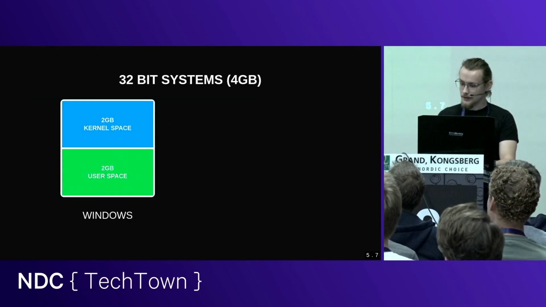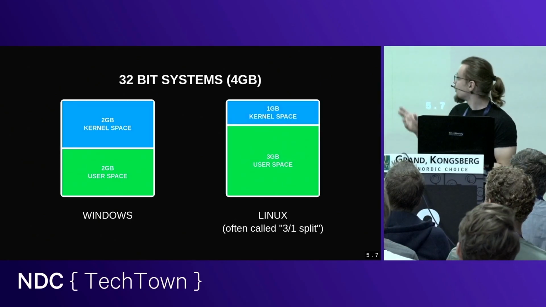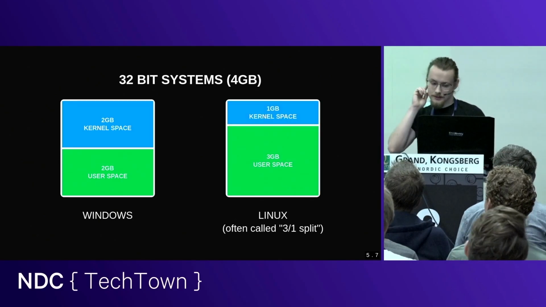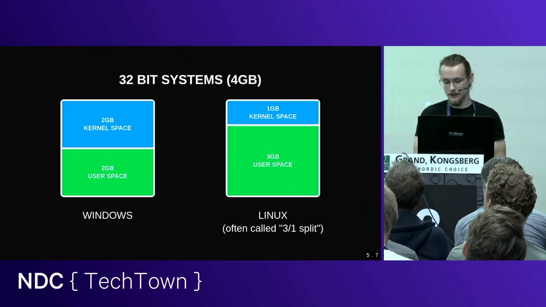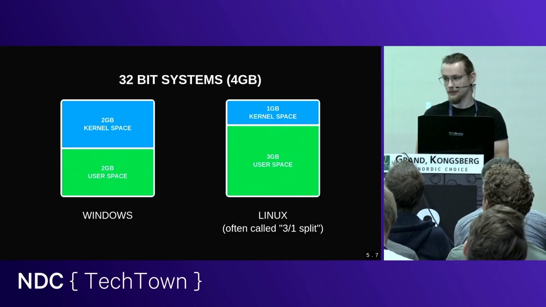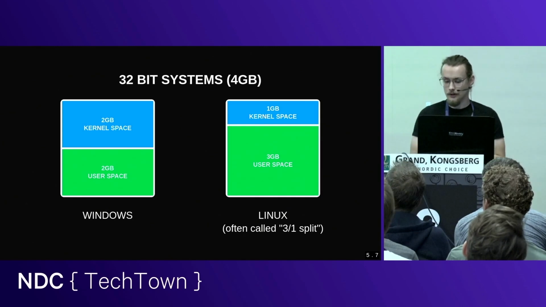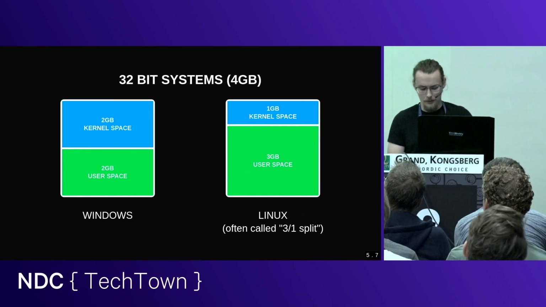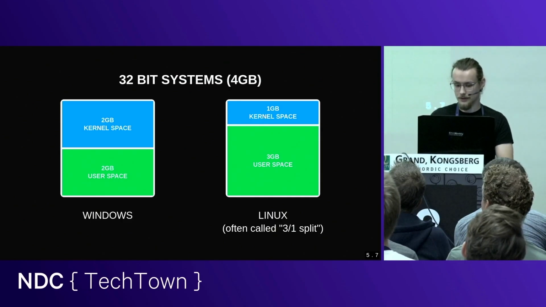So on a 32-bit system, when we have 4 gigabytes, this split looks like this. On Linux, we have 3 gigabytes for user space and 1 gigabyte for kernel space. On Windows, it's usually half, so 2 gigabytes for the kernel and 2 gigabytes for user mode. And those are just the defaults, so they can be configured. On Windows, you can configure it by some flag when booting Windows, I believe. So you can also achieve this 3:1 split.